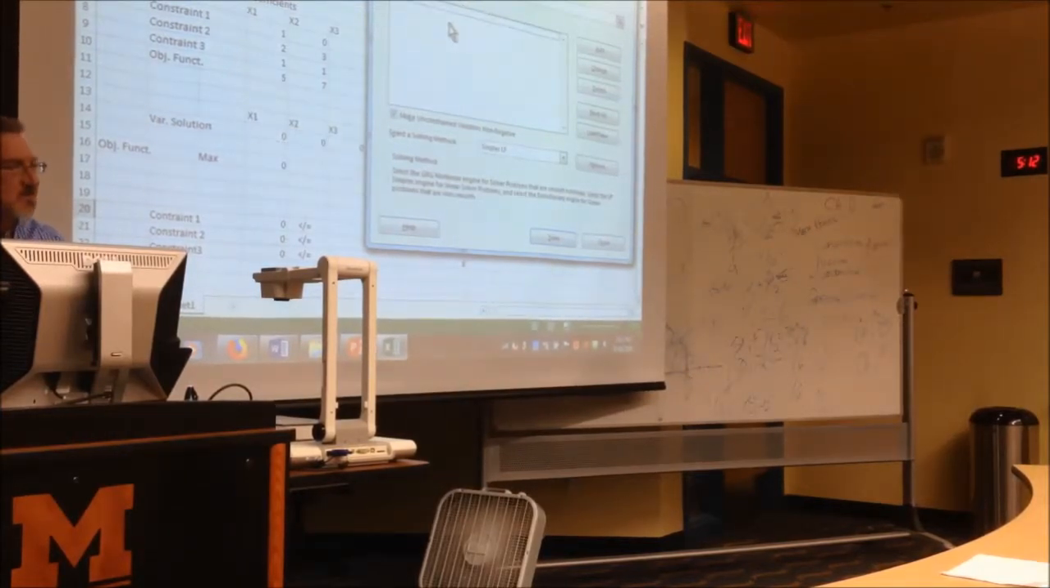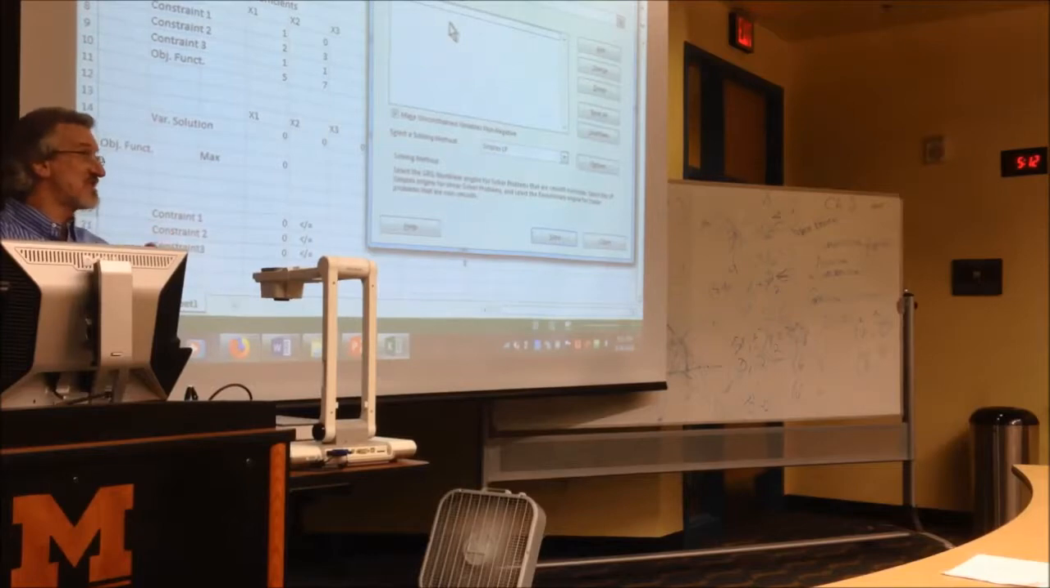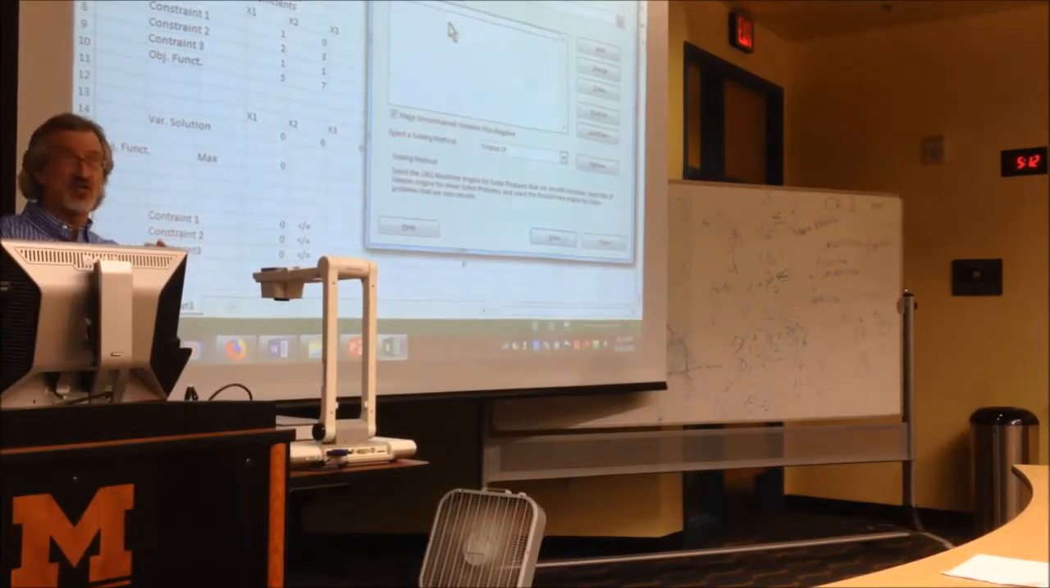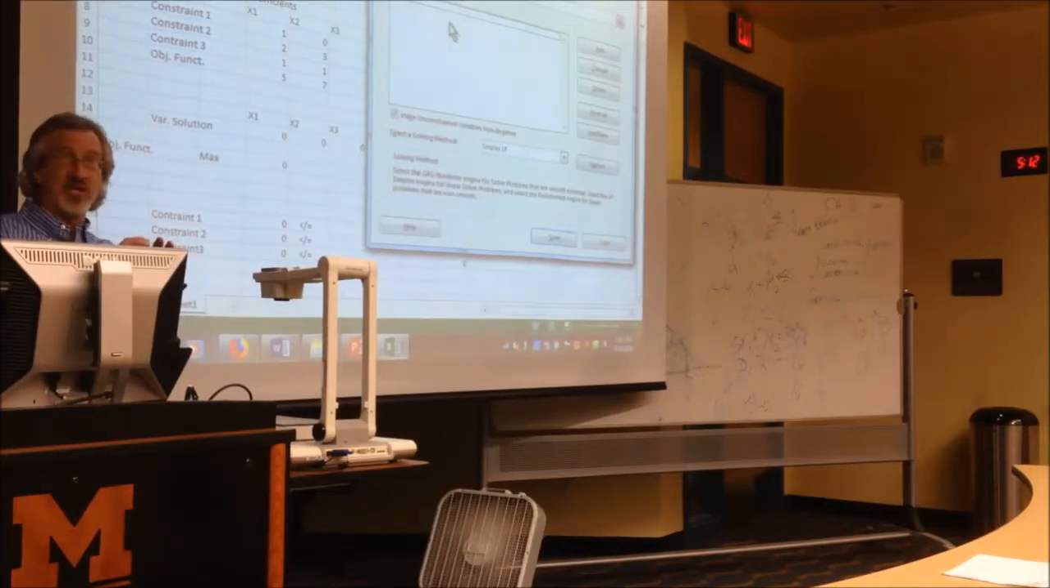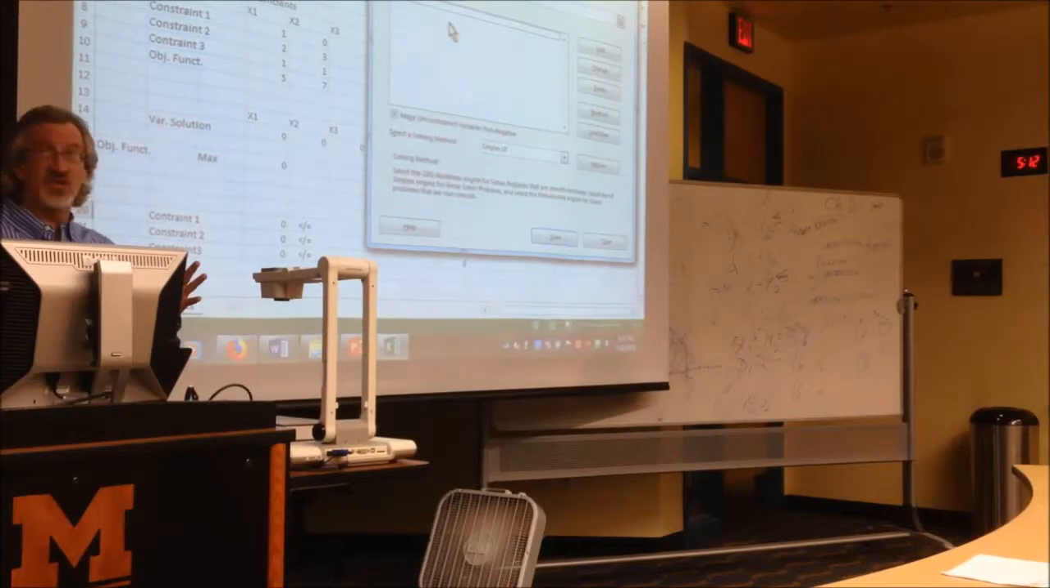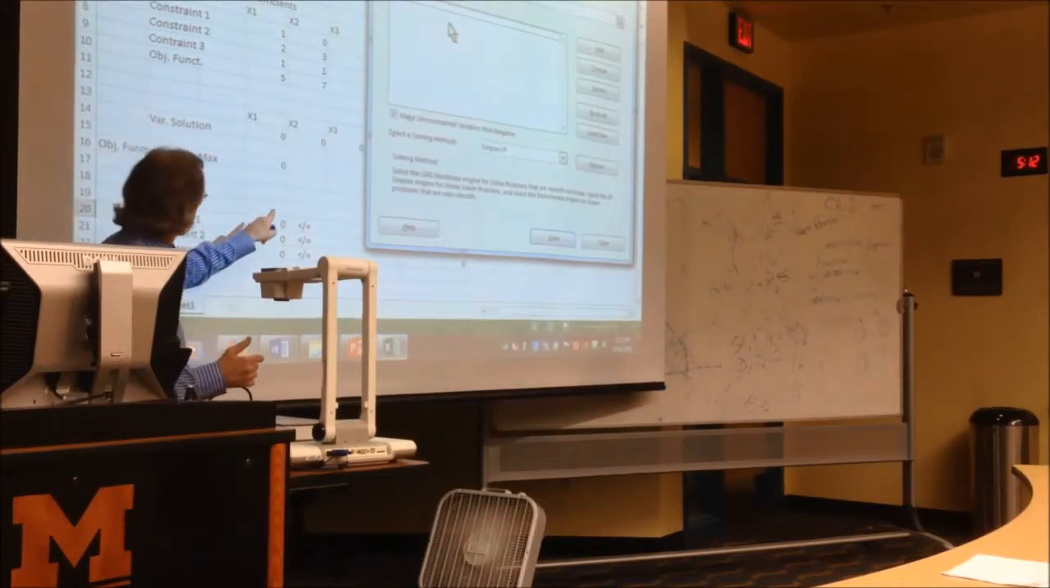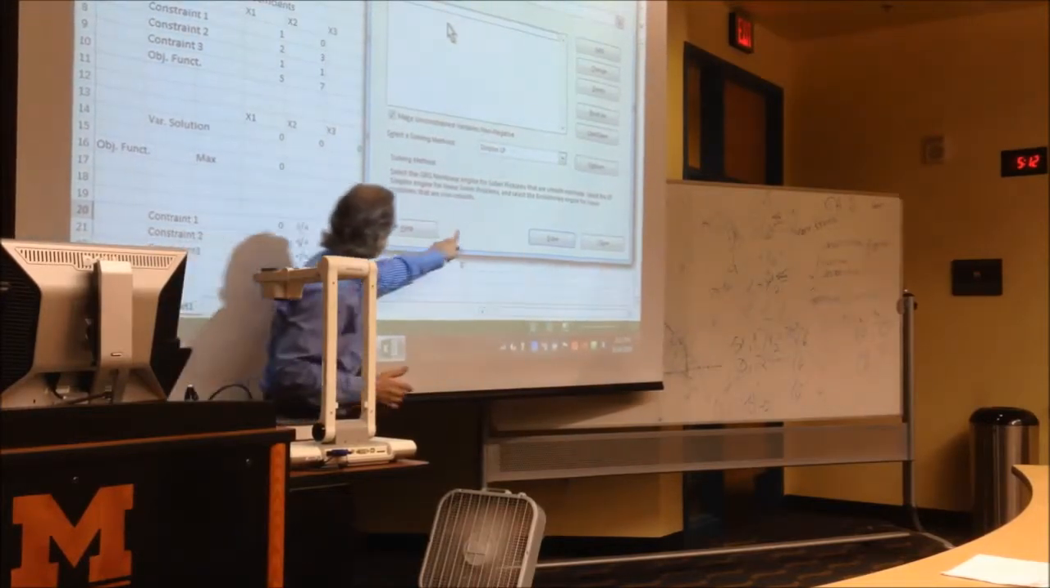Next, subject to constraints. This is the hard part. It wants to know where the cell location is that you're calculating the left side of the constraint. Then you have to tell it, is it less than or equal, greater than or equal, or equal? And then tell it the cell location where the right side of this constraint is. The left side of our constraint's here, and the right side of it is there.